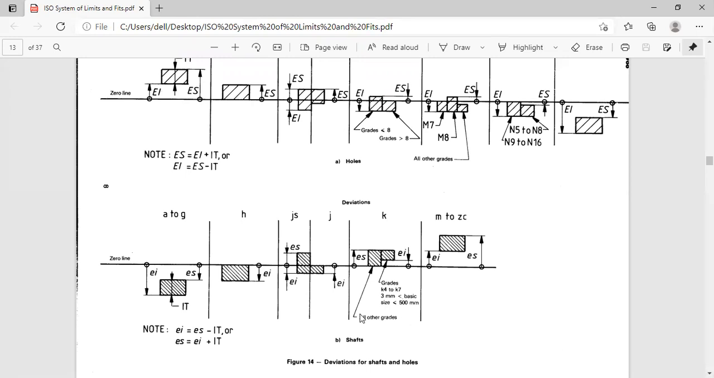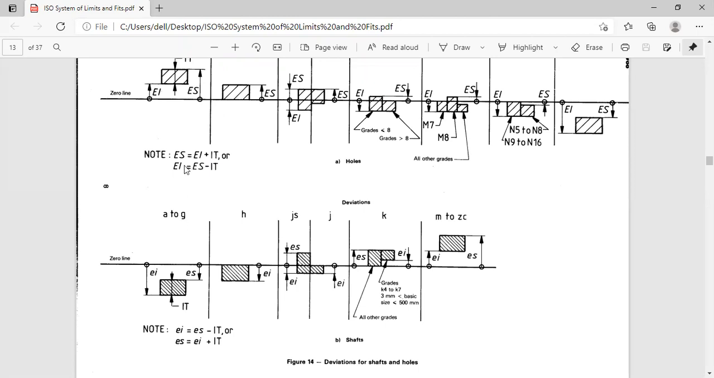And likewise he has given the particular grades, less than 8 or whatever grades, and you have to represent that correctly. Here also he has given IT is equal to capital ES minus capital EI. You just try to remember that. Then you can rearrange the terms and write the formula: capital ES is equal to EI plus IT, or EI is equal to ES minus IT, where IT is the International Tolerance Grade.